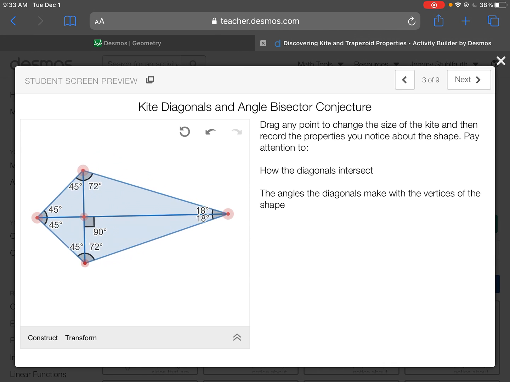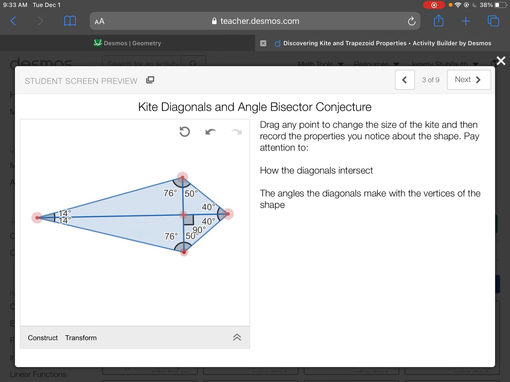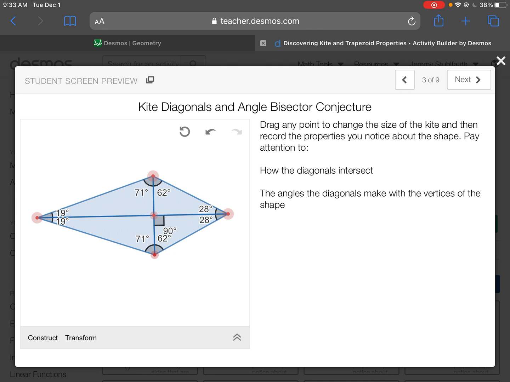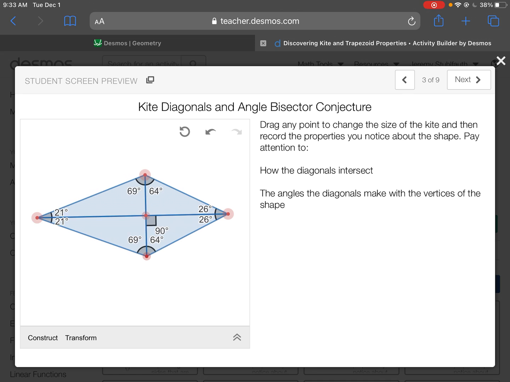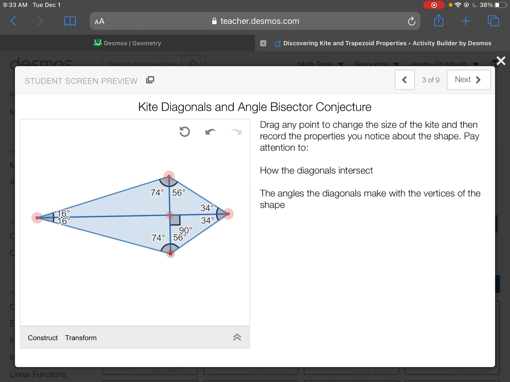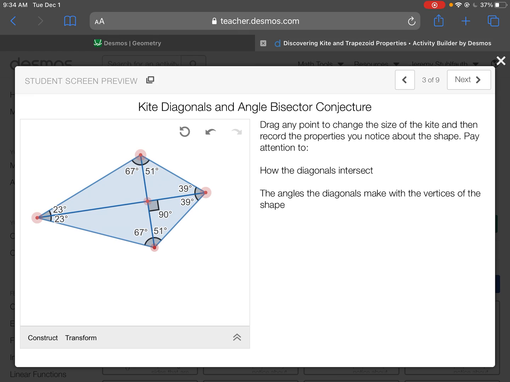So think about what you could say about that. If we always have a 90-degree angle where they intersect, what could we say about the diagonals in their intersection? And then also take a look at, what do you notice about the angles that are created by the diagonal that intersects the vertex angle? You have 16, 16, 34, and 34. If you look at this, we create this one, we have 49 and 49, we have 21 and 21. What do you notice about those angles?